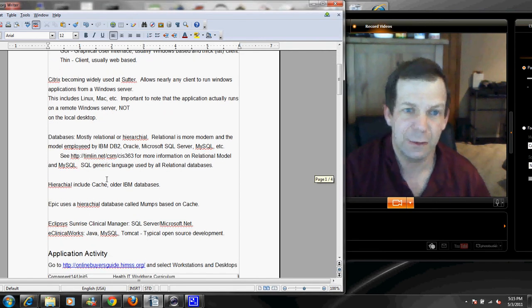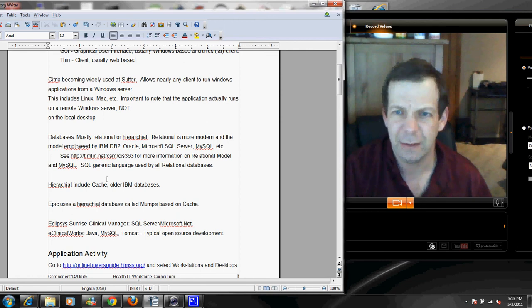One of the things that they also talk about is databases, mostly relational versus hierarchical. Relational is really the dominant model that's used today. It is taking over from hierarchical, and another model that existed previously was something called network.